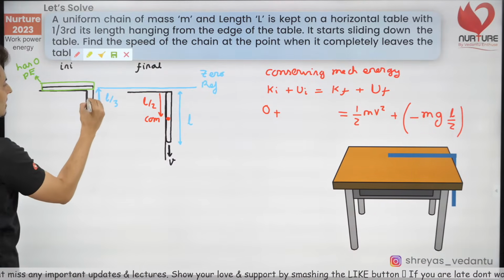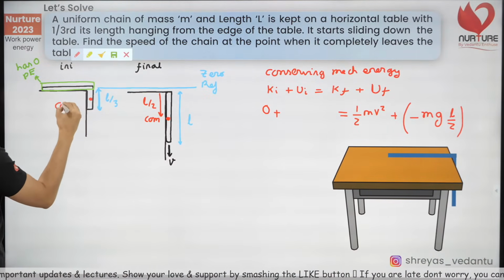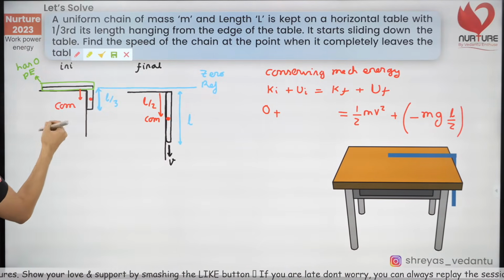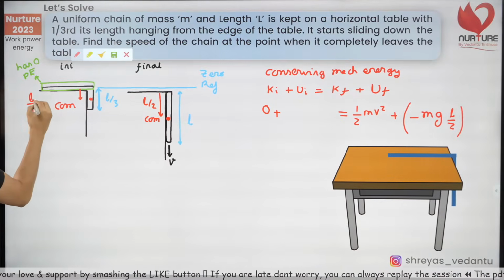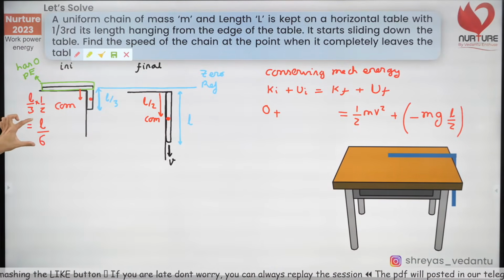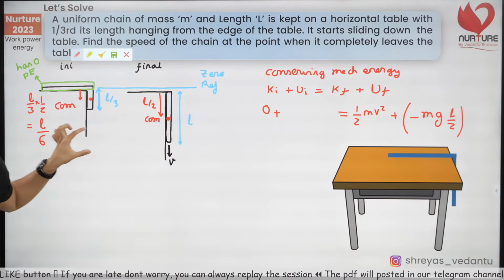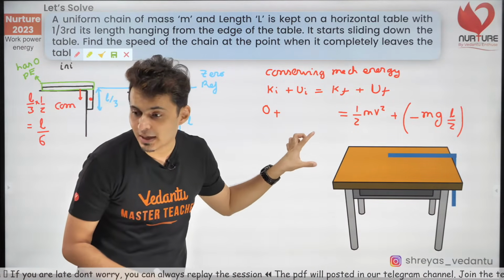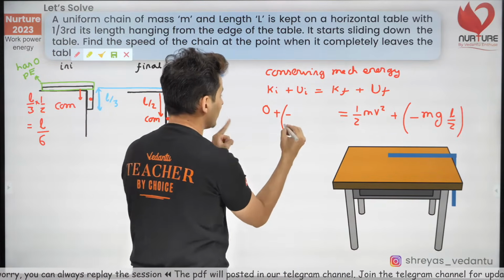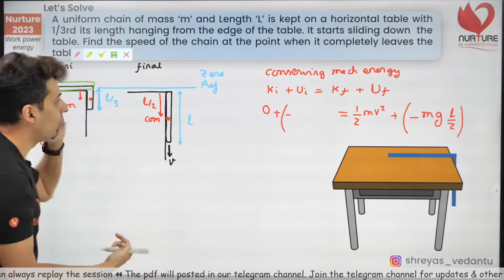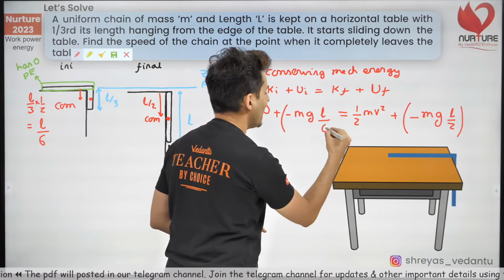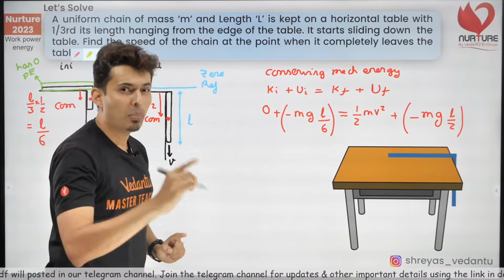How much energy? First locate the center of mass. How much below is the center of mass? If this is L by 3, how much is this? That is L by 3's half, which is L by 6. Do you see that? It is at L by 6. Very good. So this will be, first of all, minus. Why minus? Because you're below. And mgl by 6. But there is a catch.